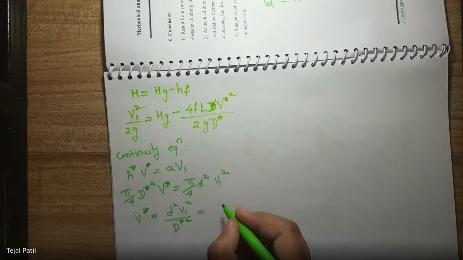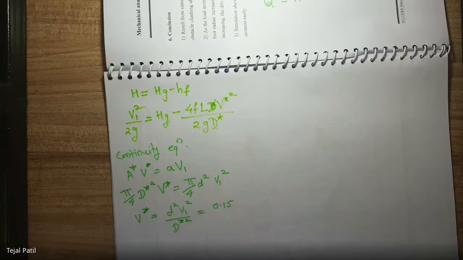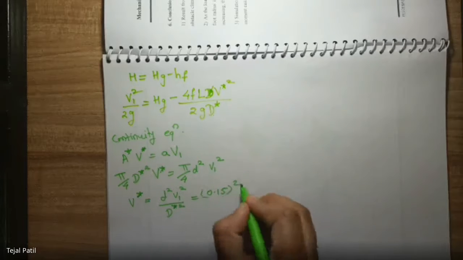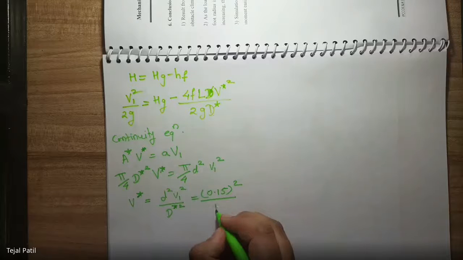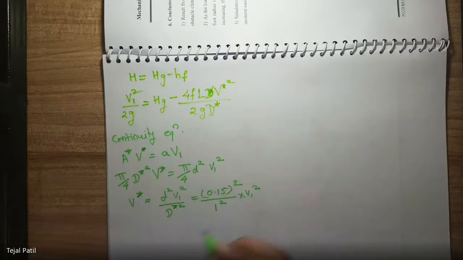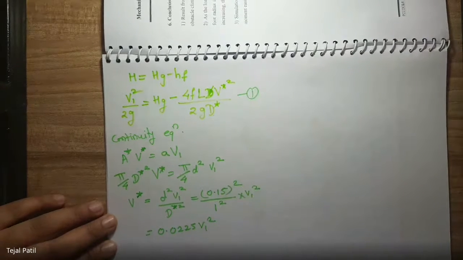Okay, so we can put it over here 150 mm. So I have converted it into meters, and capital D is also given as 1 meter. So 1 square into V1 square. Okay, after solving, we will get the value as 0.0225 V1 square.